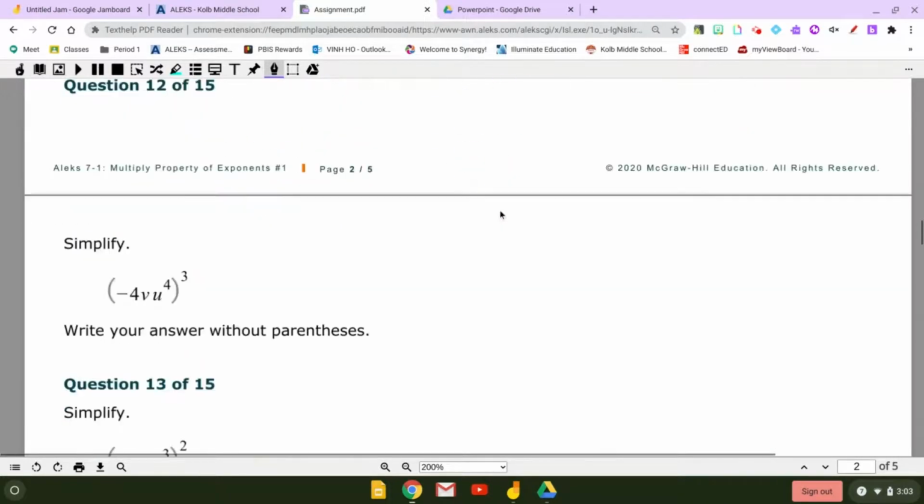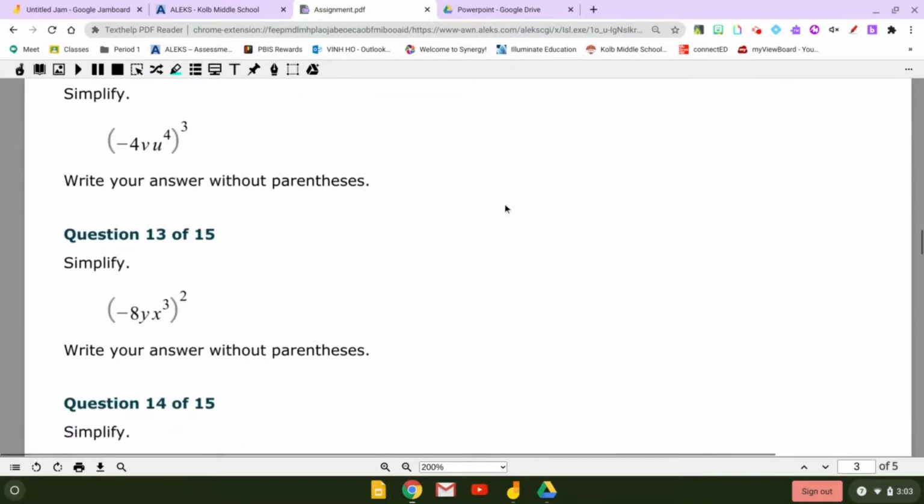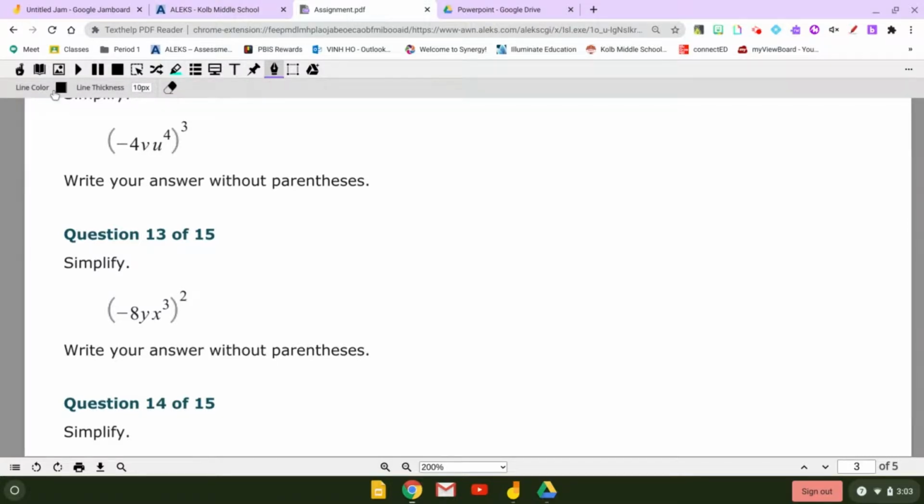All right, we go down to problems 12 and 13. So this is 4 to the first power, v to the first power. We distribute 3 into the parentheses. So that will give you negative 4 to the third power, v to the third power, and u to the 12th, because 4 times 3 is 12.